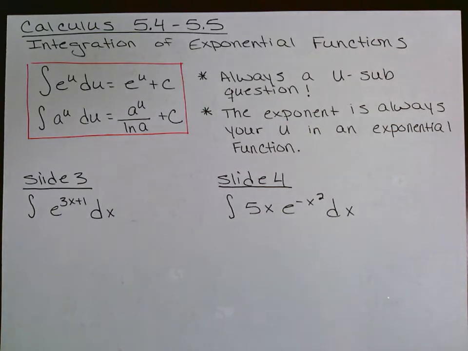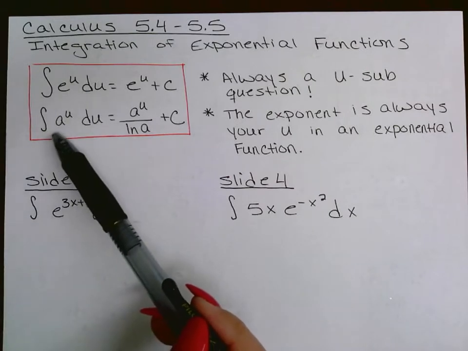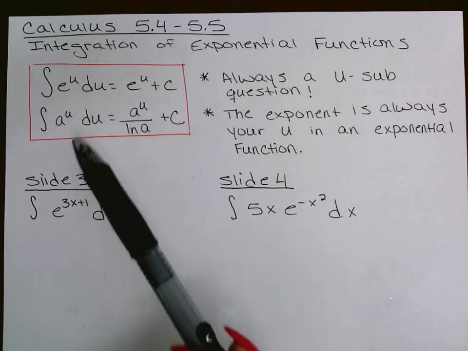All right, guys. So today comes from our calculus textbook. We are learning 5.4 and 5.5 together. The reason why I combine these, 5.4 is e to the u, and 5.5 is a to the u, both the integration. I combine them because the rules are so similar.